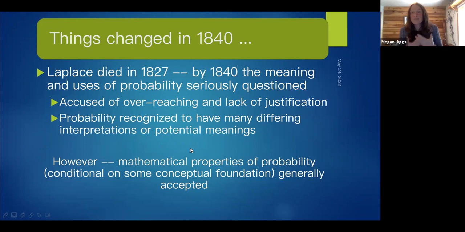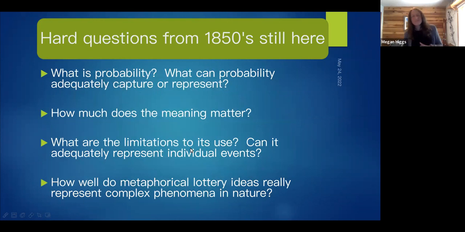So really all the challenges and complexities that had been talked about for a long time came back. However, the mathematical properties that had been developed over the last 100 or 150 years were generally accepted. So it was more the meaning behind those mathematical representations, and the limitations for what it should be used for, that were still being argued about, and still are. So the hard questions from the 1850s really are still here. We just don't talk about them as much.